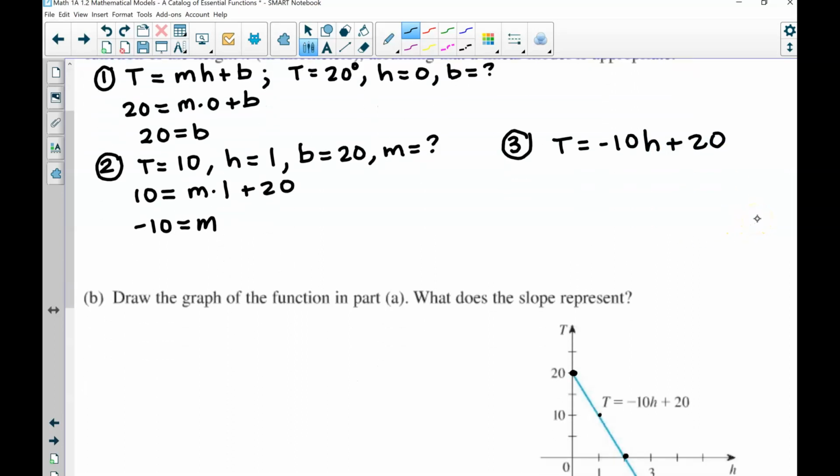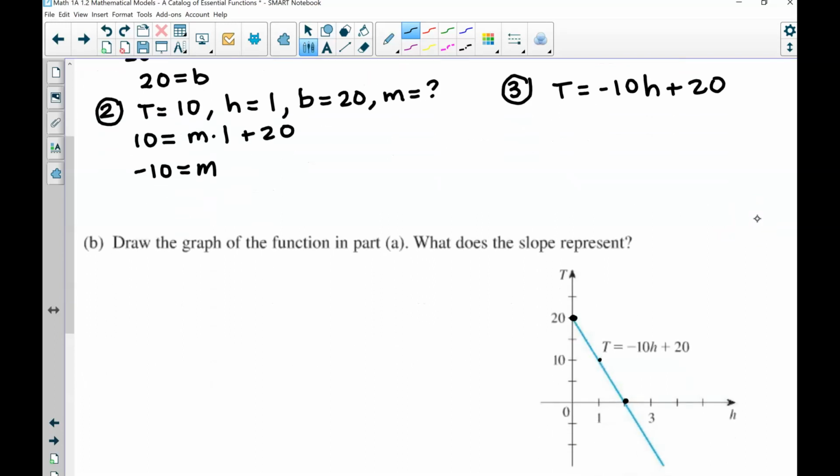Now, in order to draw the graph of part B of the function, what we do need to know is the slope and the y-intercept. From our linear function, we determined that the slope is negative 10 over 1, and the y-intercept is 20. Written as an ordered pair, that would be (0, 20). If you look at the graph, we start by plotting our y-intercept at (0, 20), then use our slope to go down 10 units and to the right 1, down 10 units and to the right 1. And that gives us our line.